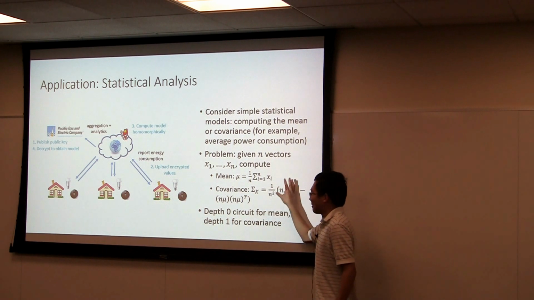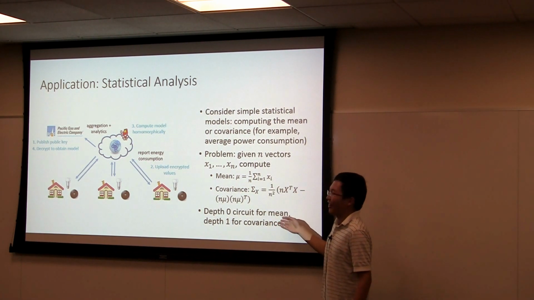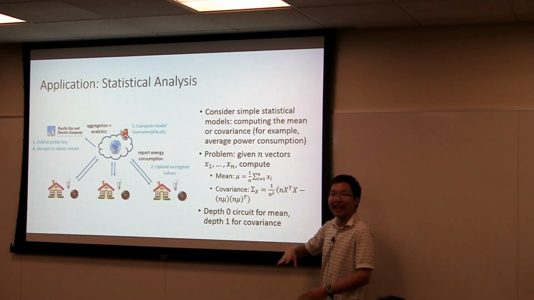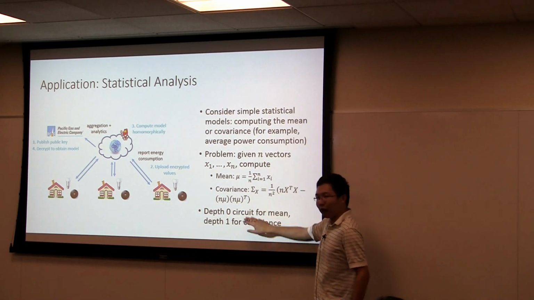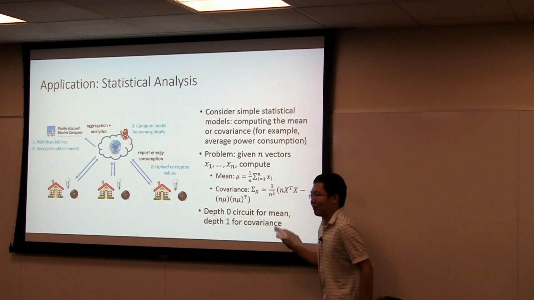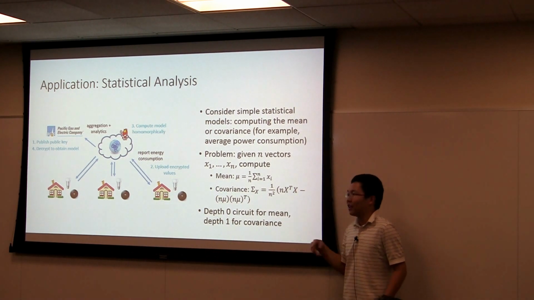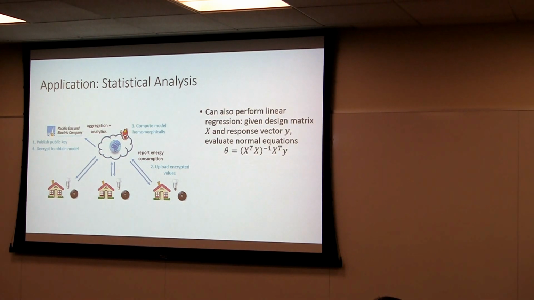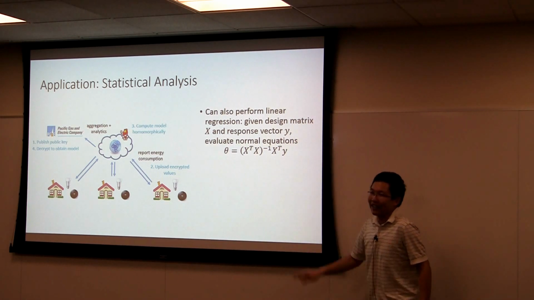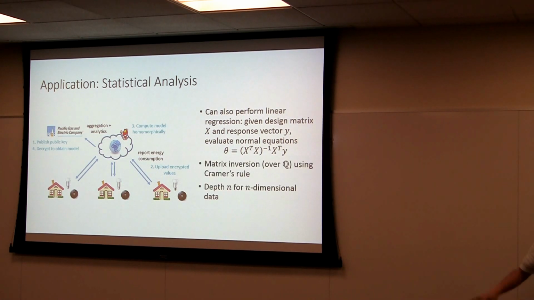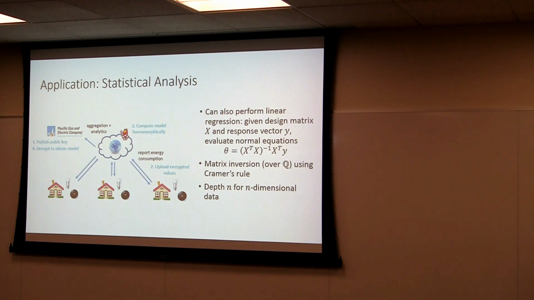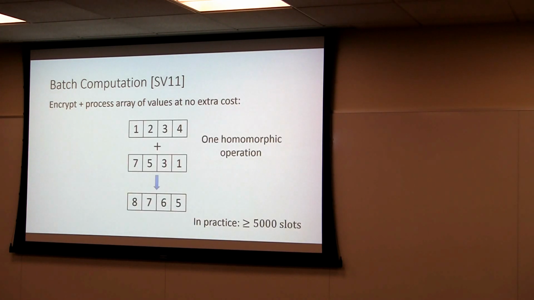The nice thing about these types of computations is that for computing an average, all we need is addition. So this is depth 0. And the depth is measured by the number of multiplications. Multiplications are complicated. They're difficult to perform. So we can evaluate circuits that don't have many multiplications. For the mean, it's going to be depth 0. For the covariance, it's a quadratic function, so we need to do one multiplication. We can also do linear regressions on low-dimensional data, by just evaluating the normal equations. So for n-dimensional data, this is going to be degree n in the input. OK. All right, let's skip that.